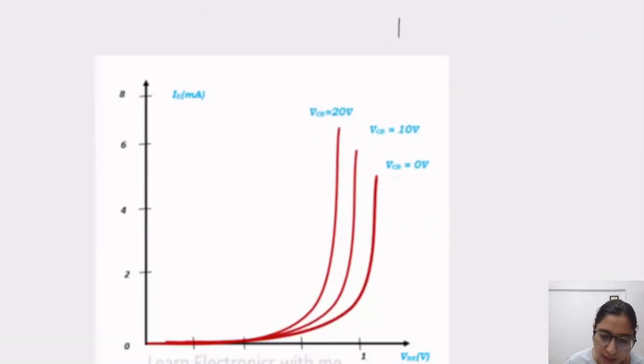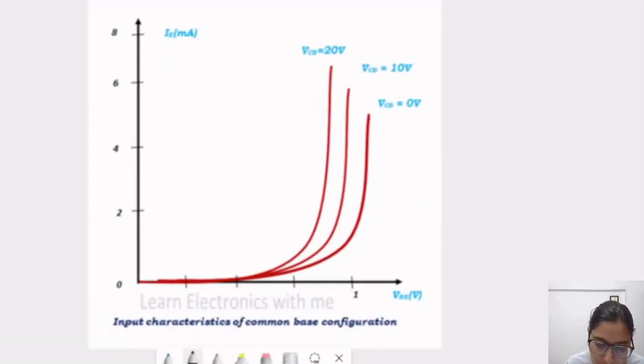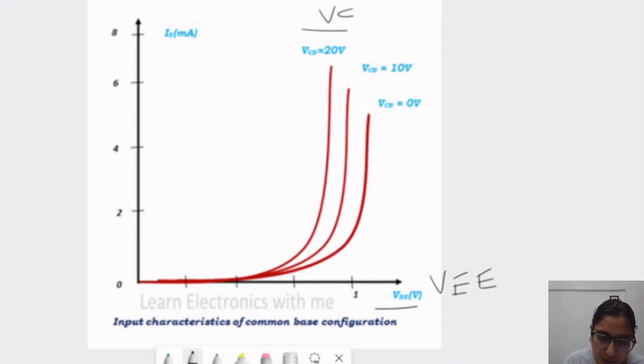Now we will discuss how the emitter current is behaving in this case. This is the diagram here. This is our VBE, which is biasing voltage for the emitter junction. In our case, we consider it as VEE. So this is our VEE and this is our VCC. Here VCB is written, which we can also consider as the biasing voltage for collector. So VCC is the biasing voltage for collector.